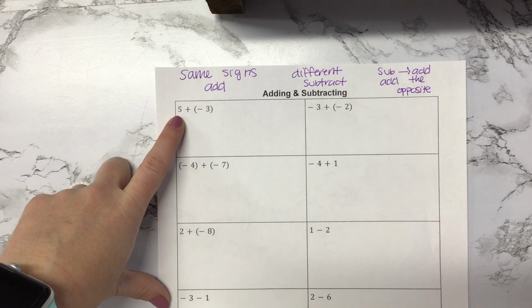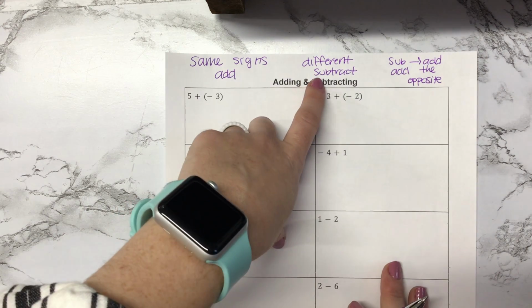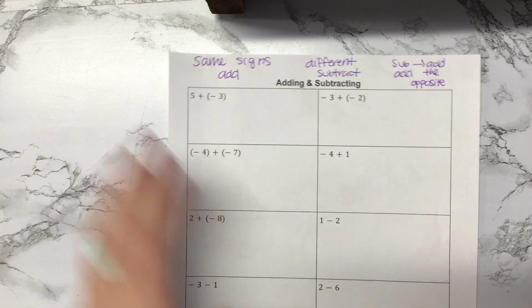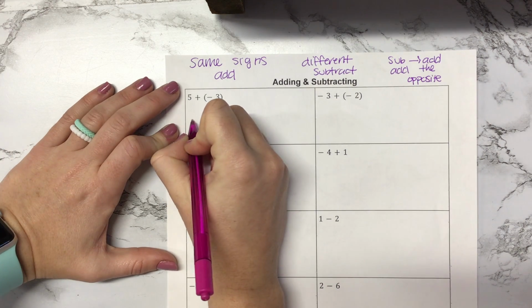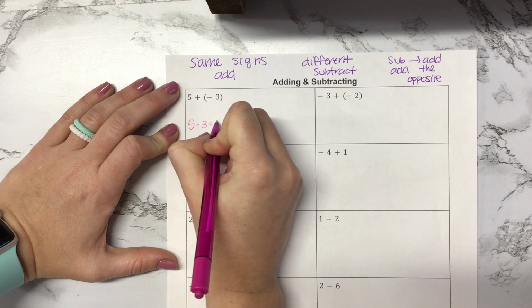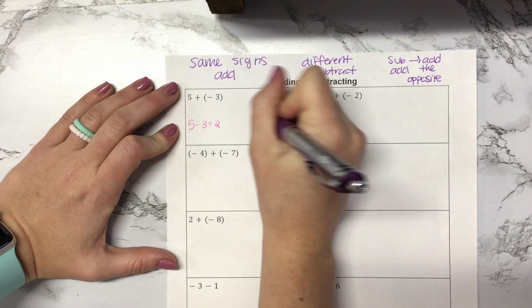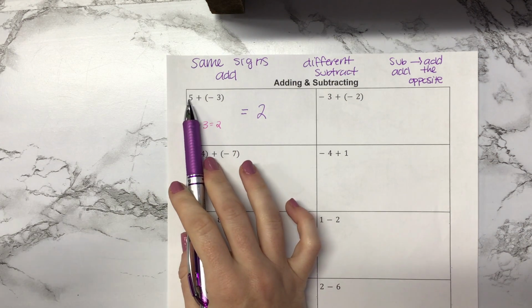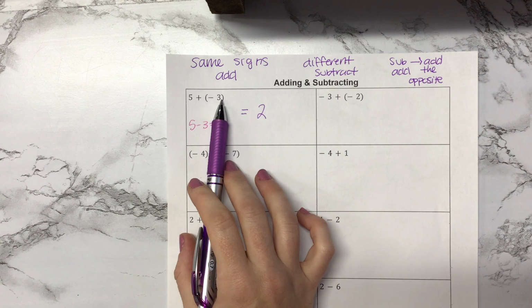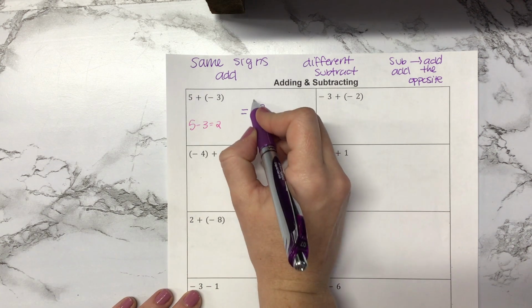So first, 5 plus negative 3. 5 is positive, 3 is negative. Those are different signs, so I'm going to subtract. Okay, so 5 minus 3 is 2. So the number part of my answer is 2. And then I look at which has more. There's 5 positives or 3 negatives. The positives have more, so my answer is positive 2.